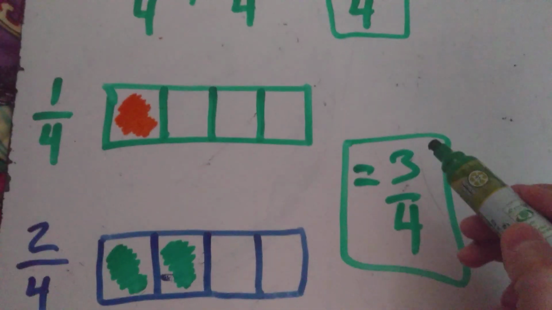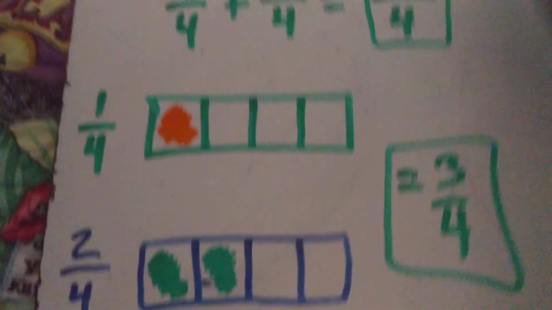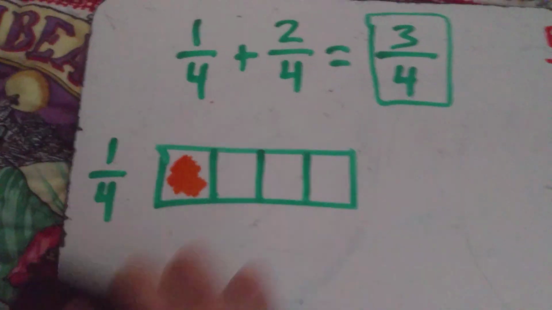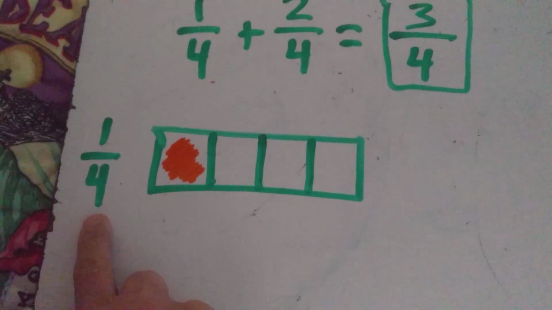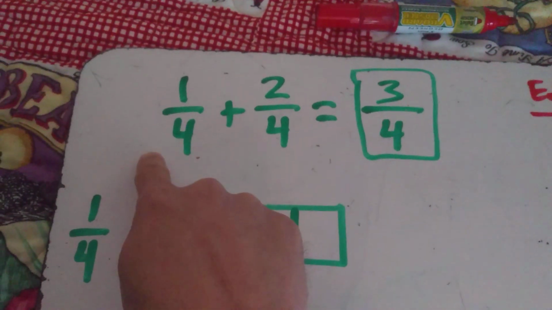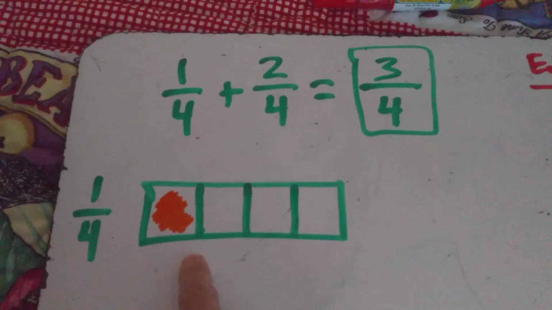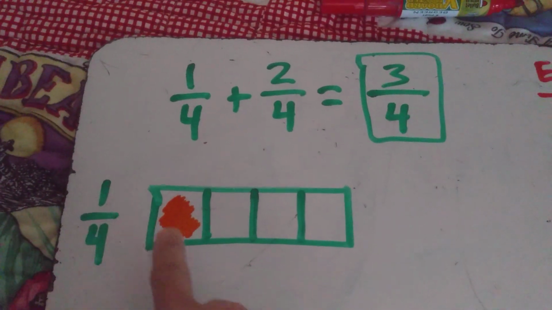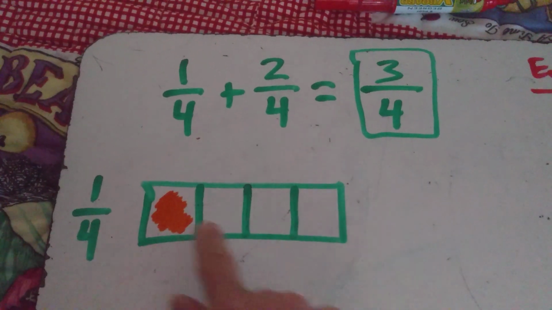which if you look up at the top, it matches. It's 3/4. Now another way to do this is, we can see here we have 1/4, which is this 1/4. And so we have 1 part. That's the 1 part. 4 parts total. We have 1 of 4 parts.